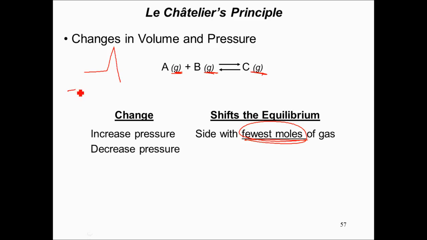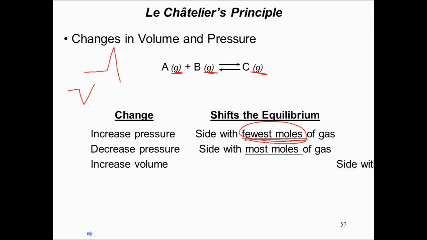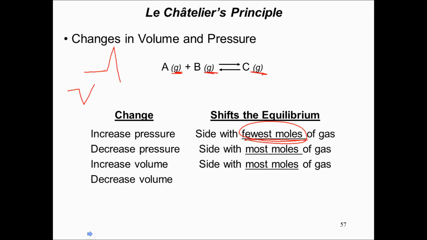If we decrease the pressure, the system will try to increase the pressure, so we will shift our equilibrium toward the side with the most moles of gas. If you increase the volume, then the side with the most moles of gas will be favored. If you decrease the volume, the side with the fewest moles of gas will be favored.